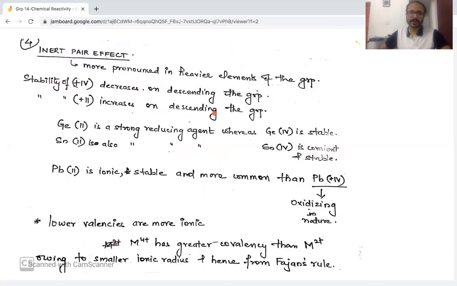So that's all for the reactivity. In the next class, we will look into details of various halides as well as hydrides of group 14 elements. Thank you very much for your attention.